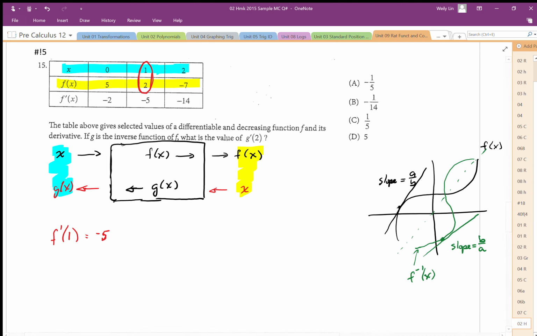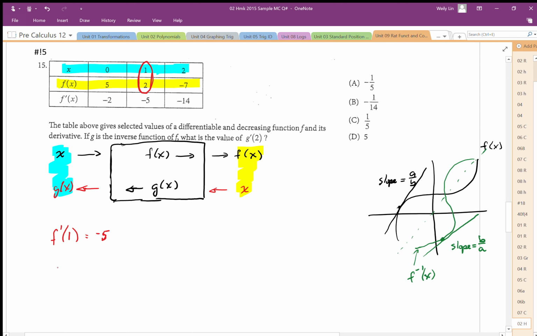So if I have a point here, for example, a point in black, and I know the slope at this point, its corresponding point, its mirror point over here, will have a reciprocal slope. So if this slope here is a over b, the corresponding point over here has a reciprocal slope of b over a. So if I know the slope at the x value of 1, y value of 2, then that slope is -5. I know that for g prime when y is 2, or in other words, the x value of g is 2, the slope must be the reciprocal of that slope.